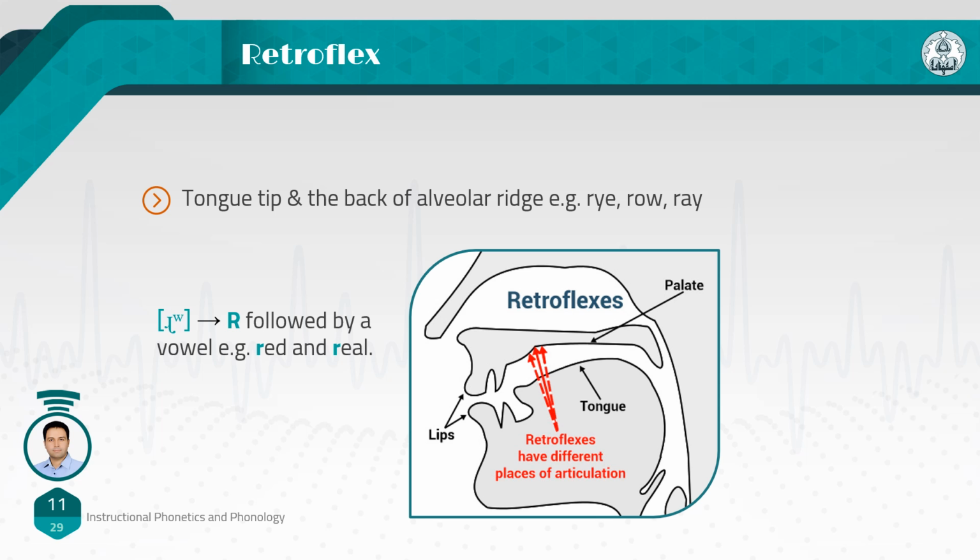As I mentioned, it occurs in pretty much any word that starts with R followed by a vowel, as in red or real. These are retroflex sounds because the tongue curls up slightly on itself. We call it retroflex.